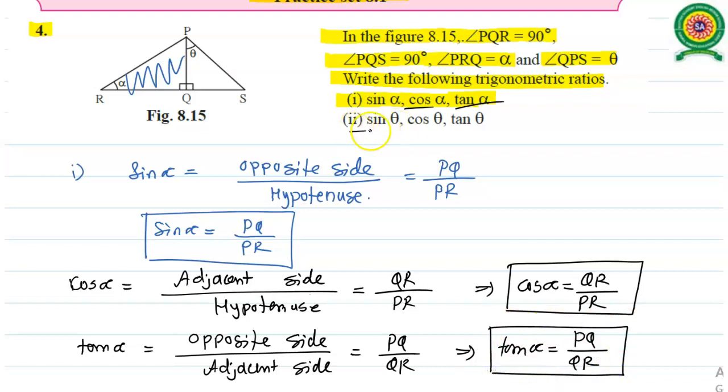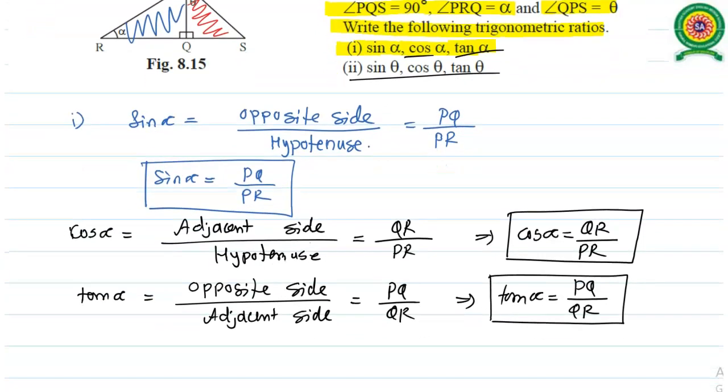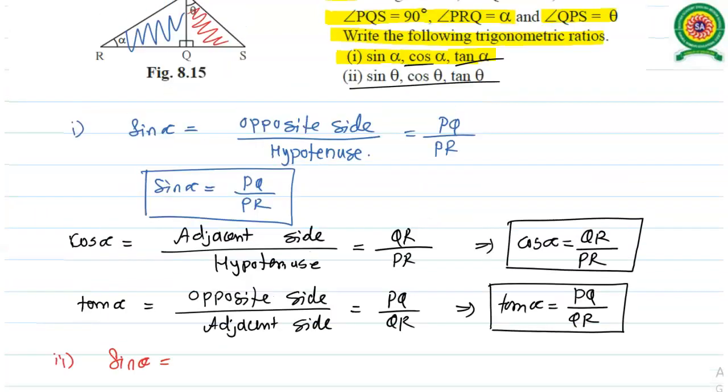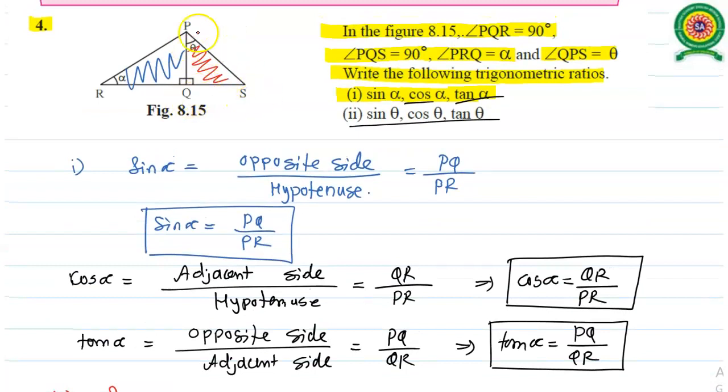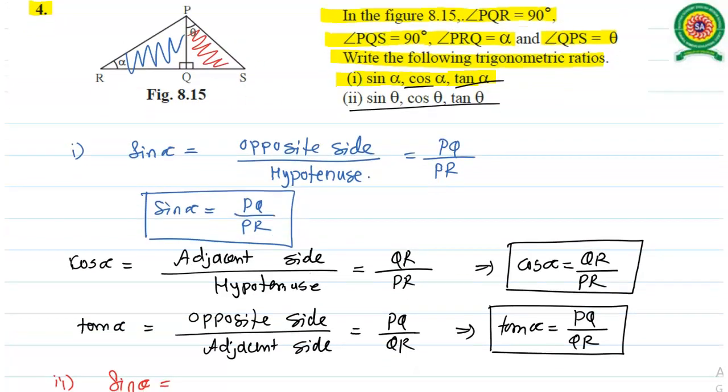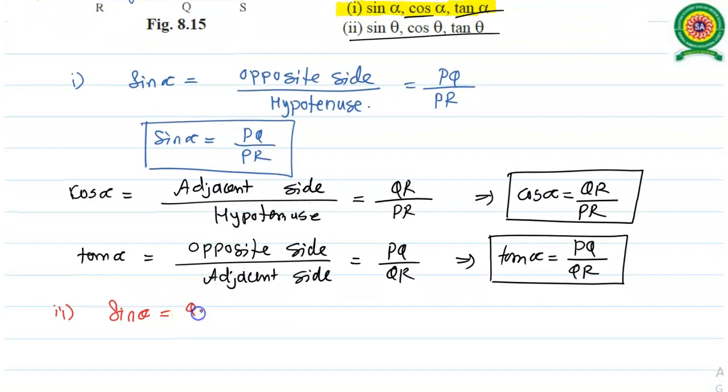Look at the next one. Now we have to evaluate the values for sin theta, cos theta and tan theta. Theta is the angle QPS. So look at triangle PQS. In that triangle, angle QPS is theta and angle PQS is 90 degree. To evaluate sine of theta, the basic formulation is opposite side divided by hypotenuse. With respect to angle theta, QS is the opposite side and PS is the hypotenuse, so sin theta is equal to QS divided by PS.